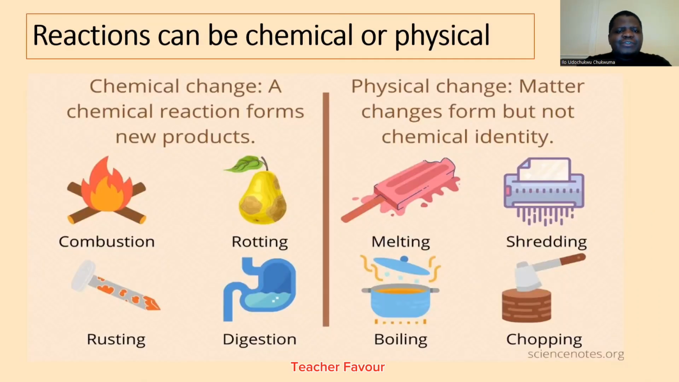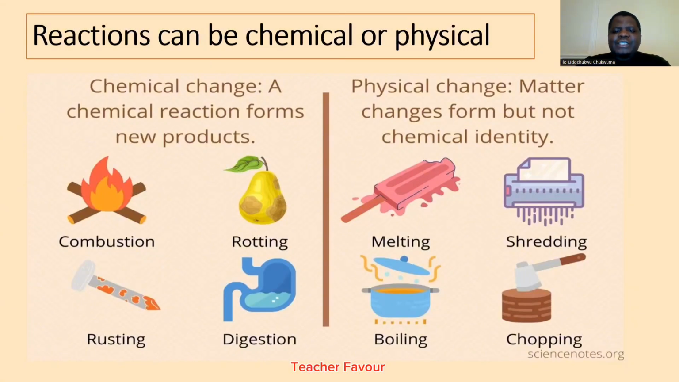Chemical reactions can produce a chemical change or a physical change. In a chemical change, a chemical reaction forms new products. For example, combustion, rotting, rusting, and digestion.